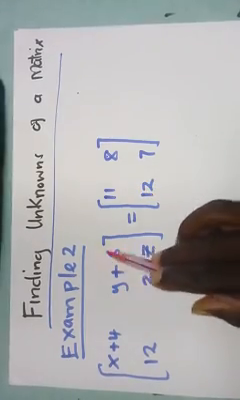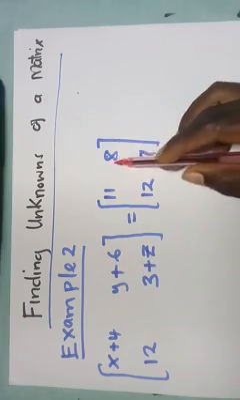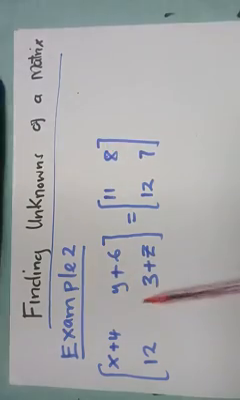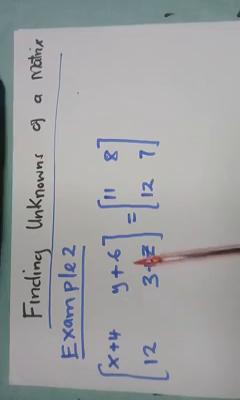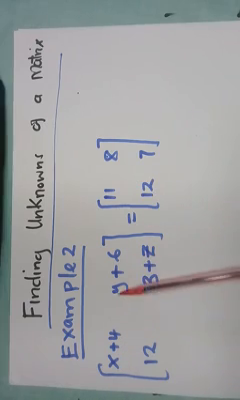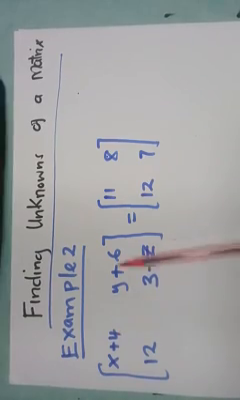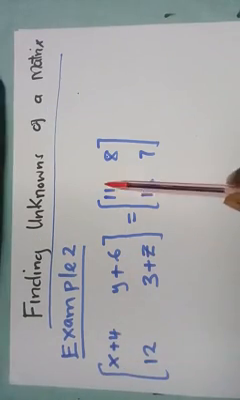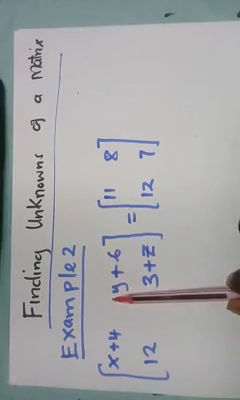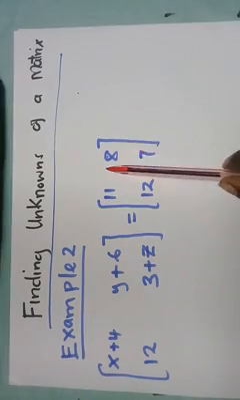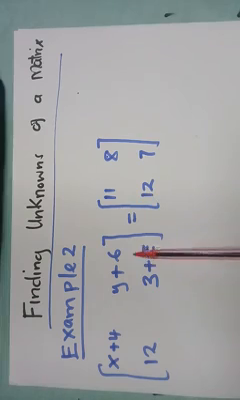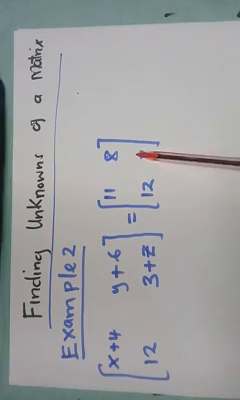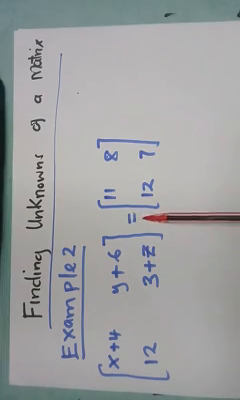This element here, element 1, 2, must also be equal to element 1, 2, if and only if these matrices are equal. If they are equal, therefore, the magnitude of their elements must be equal. Element 1, 1 must be equal to element 1, 1. Element 1, 2 must be equal to element 1, 2. Element 2, 1 equal to element 2, 1. And element 2, 2 equal to element 2, 2 of the other corresponding matrix.